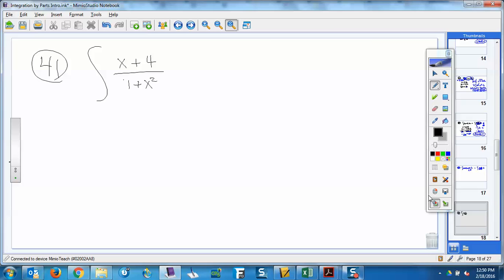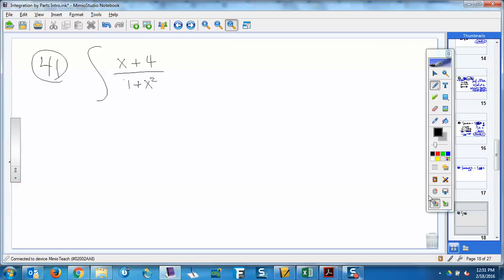We don't want to let u equal x plus 4. If we let u equal 1 plus x squared, then we get the 2x dx, but there's a plus 4 in there that's in the way. We've got to do something else before we do a u.